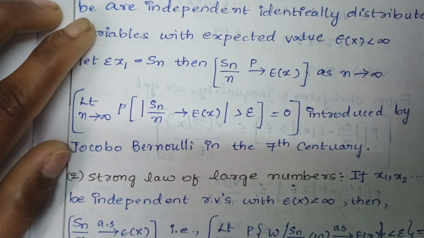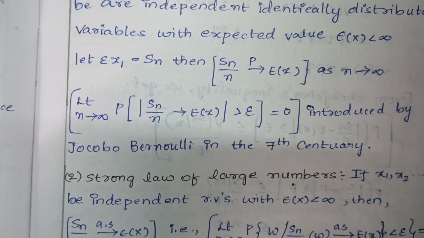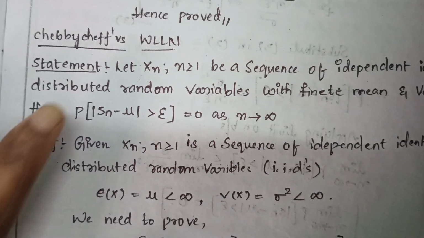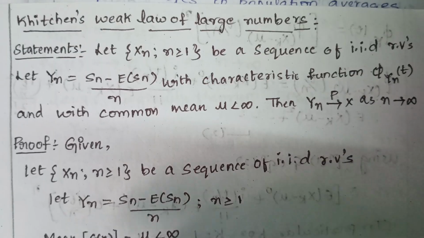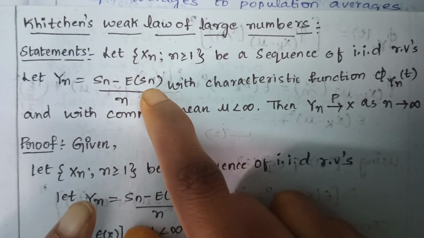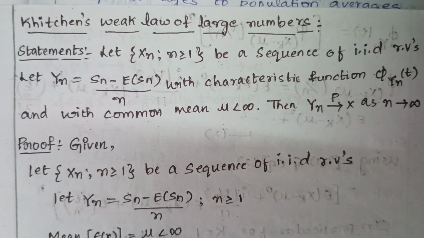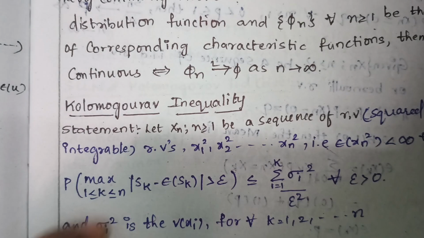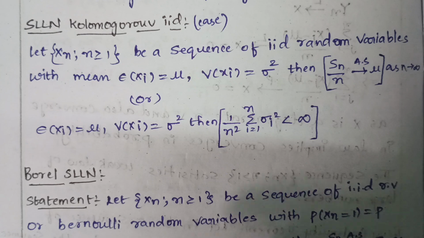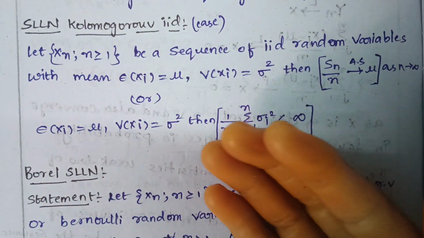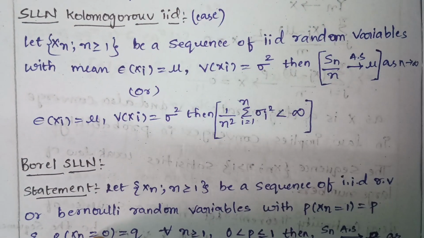For the weak law of large numbers there are some theorems, and for the strong law of large numbers there are some theorems: Bernoulli's weak law of large numbers, Chebyshev's weak law of large numbers, Khinchin's weak law of large numbers, and Borel's, which is in both the strong and weak laws of large numbers. So if they ask specifically for Borel's strong law or Borel's weak law, you need to write only those proofs. Then Kolmogorov inequality, and the strong law of large numbers, Kolmogorov, IID case. Some are the independent case, and some are the identically independent case, and Borel's strong law of large numbers.